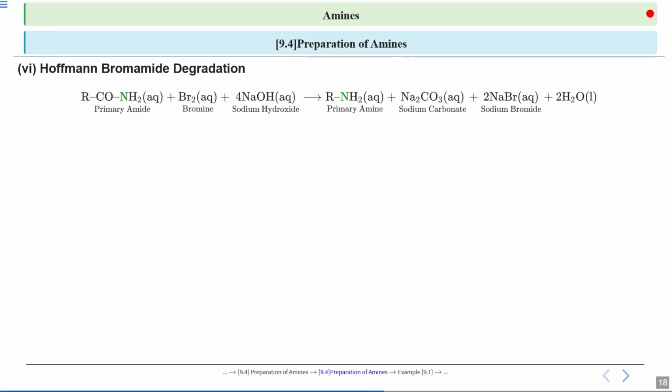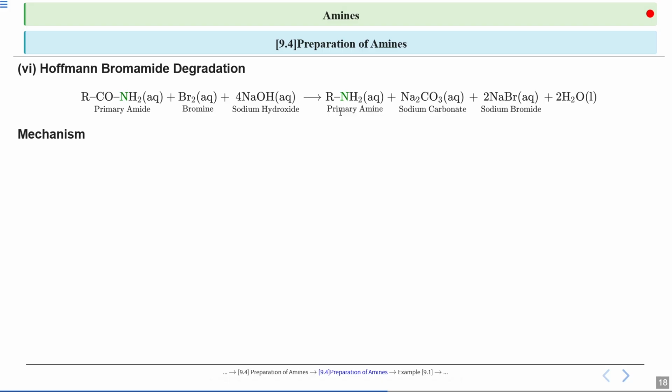If you see over here, for this reaction, we have a primary amide, which is RCONH2. When it reacts with bromine and sodium hydroxide, it gives us a primary amine, and sodium carbonate, Na2CO3, sodium bromide, and H2O. So if you see, the carbonyl, which is C double bond O, is lost, which results in a shorter carbon chain in the amine product.